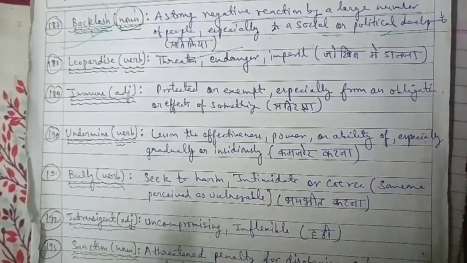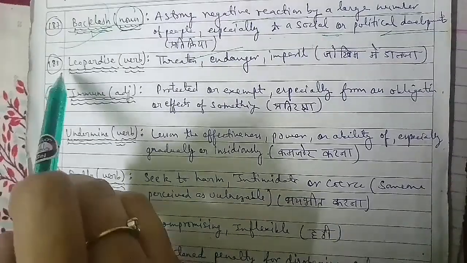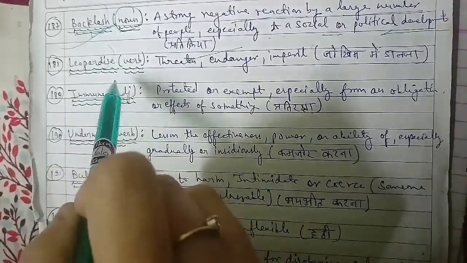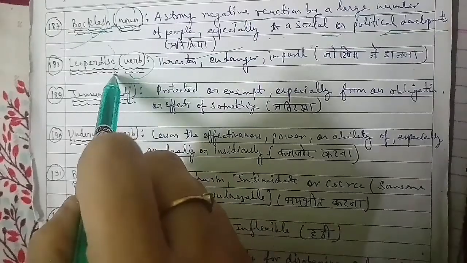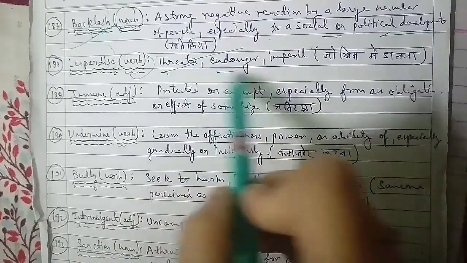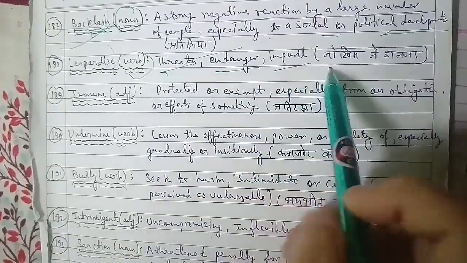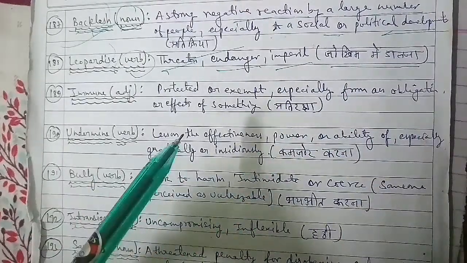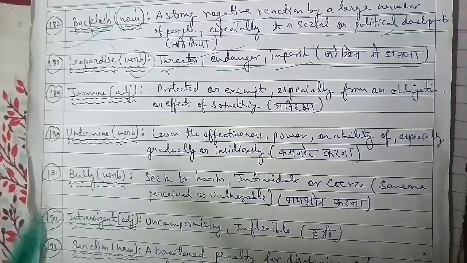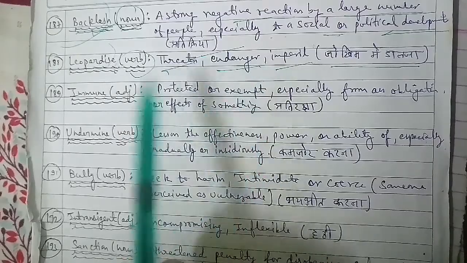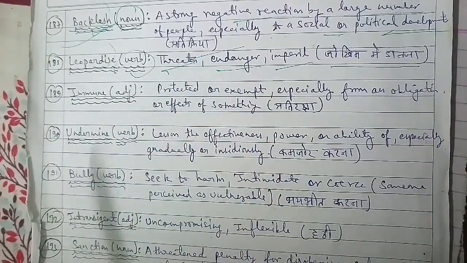Now moving on with the next one, the 188th word, and the word is jeopardize. Jeopardize is a word that is used as a verb, and the meaning is threaten, endanger, imperil. That is जोखिम में डालना, like endanger करना, like threaten करना, डराना, and all these words. Instead of using these words you can use the word jeopardize, and of course this is used as a verb here. In Hindi you can say जोखिम में डालना.